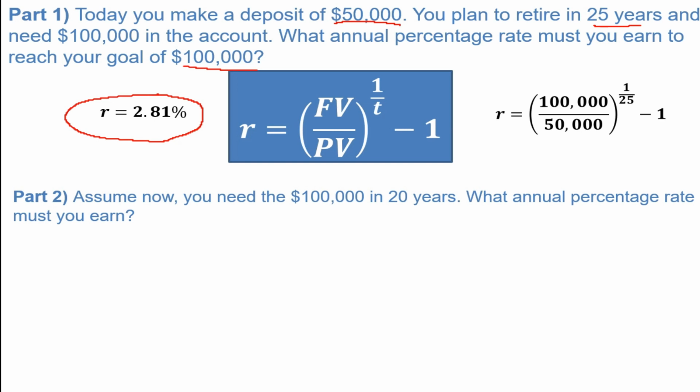In part 2, it says, assume now you need the $100,000 in 20 years. What annual percentage rate must you earn? Pause the video for a second and try and answer this question and see what you come up with.